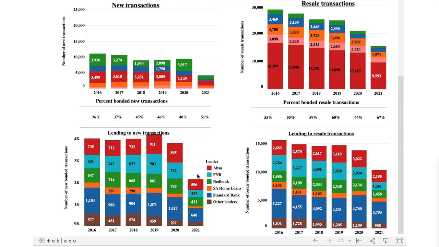And what you see here is basically a distribution of the lending activities over the years that's happening in Cape Town. And you can see that over the years, Standard Bank and FNB are the two predominant lenders within the city of Cape Town over the years 2016 to 2021. And this is both in the new transactions and the resale market as well. The colors basically represent the different banks, the top 5 banks, including SA Home Loans, and their activity within the city.